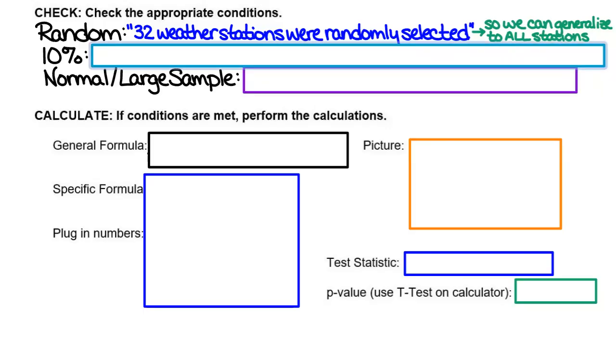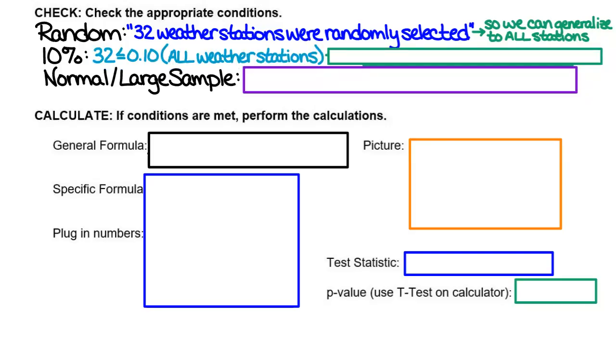Do we have to bother checking 10%? Yes, because it is randomly selected. So what does our 10% condition look like? Yes. 32 is less than or equal to 0.10, or you could write 10% of all weather stations. And why do we care about this? So that we can sample without replacement. Why do we care about sampling without replacement? What does that affect?